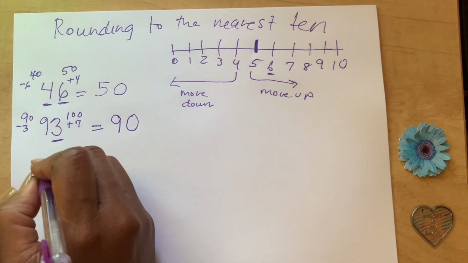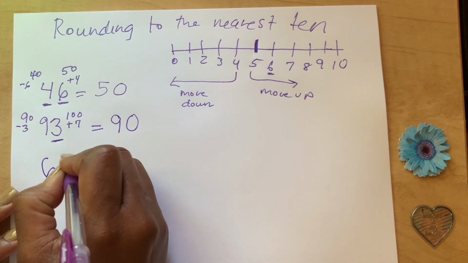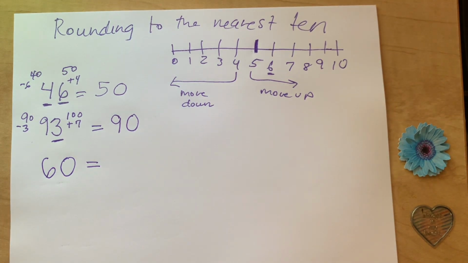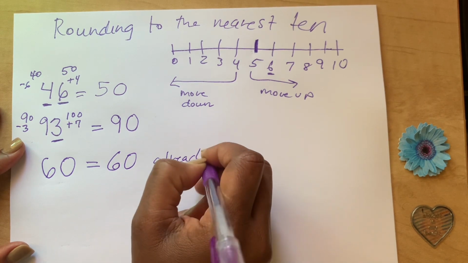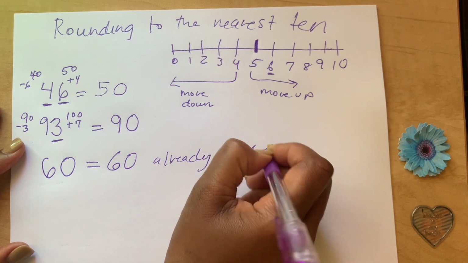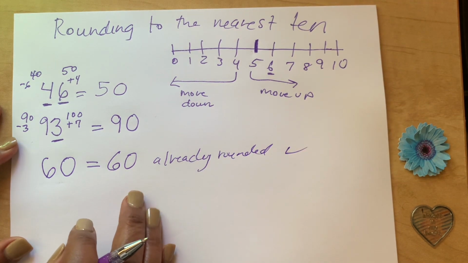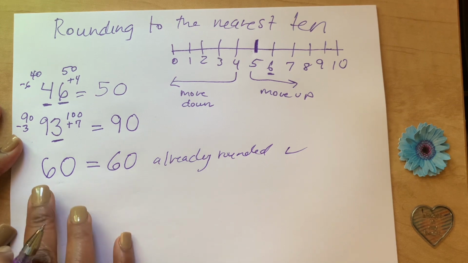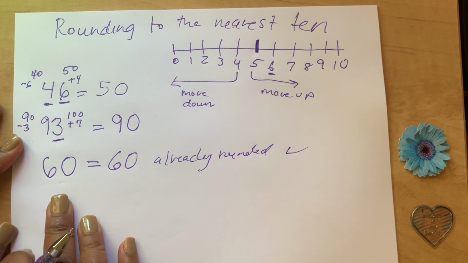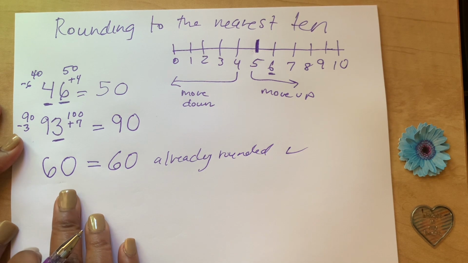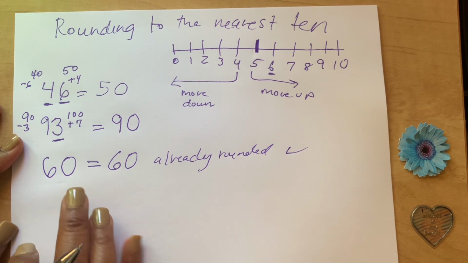Okay, let's try another one. Let's say we have the number 60. 60 rounded to the nearest 10. It's 60. That's right. It's already rounded. So it checks out. Okay? So whenever you have a whole number that is a tens number, like 10, 20, 30, 40, 50, 60, 70, 80, 90, 100, that is the actual number that's rounded.